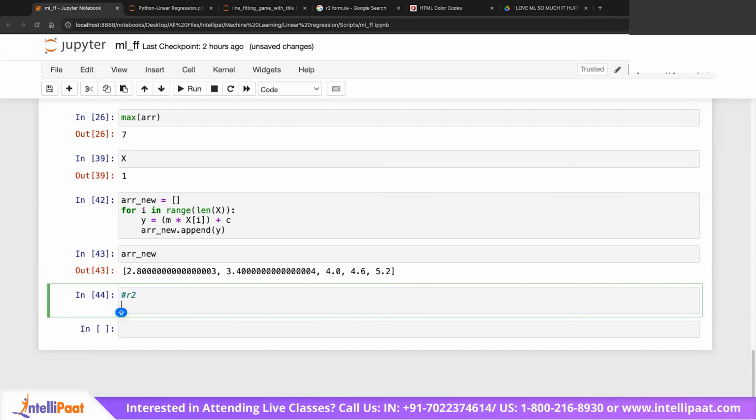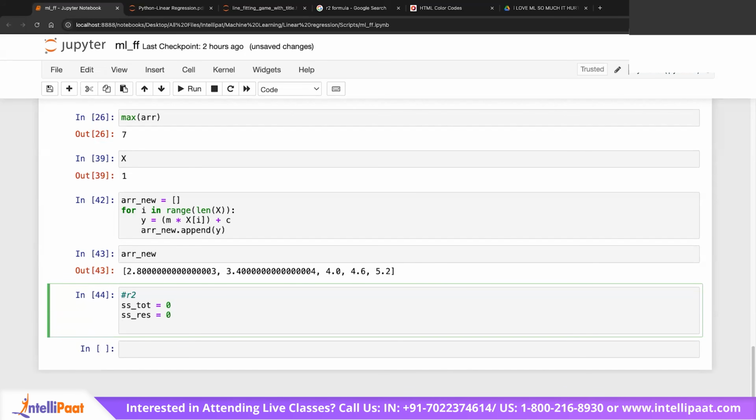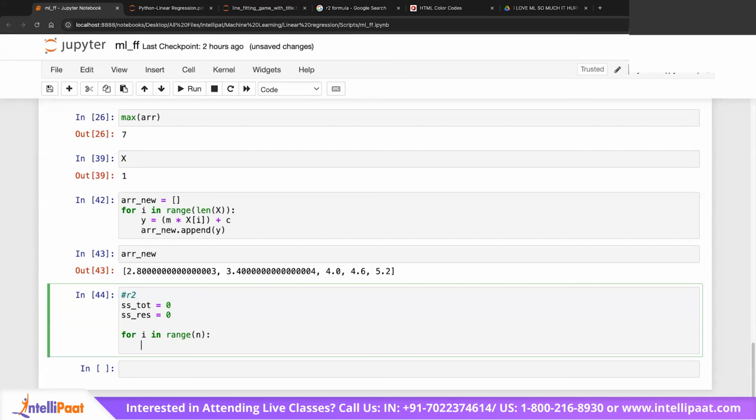To calculate R square, sum of square total, SS_tot. Is it going to be empty? It's going to be 0. Sum of square residual is going to be 0. I have taken 2 separate counters, sum of square total and sum of square residual. For i in the range of, how much do I need to run the model? How many times do I need to iterate? N times, because I've already taken the value of n on the top.